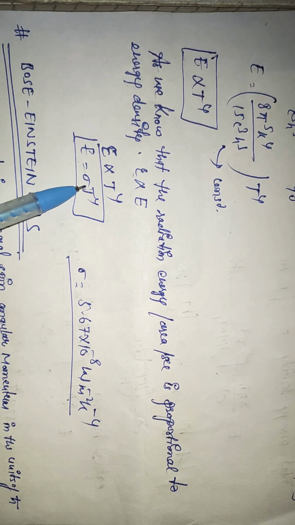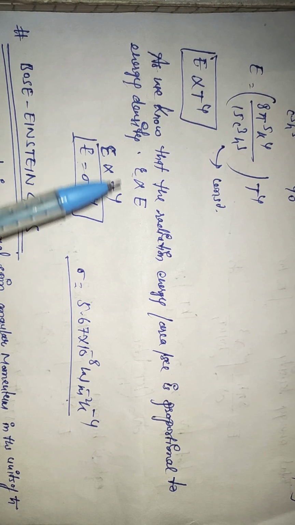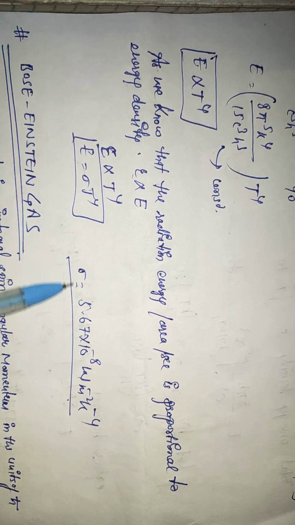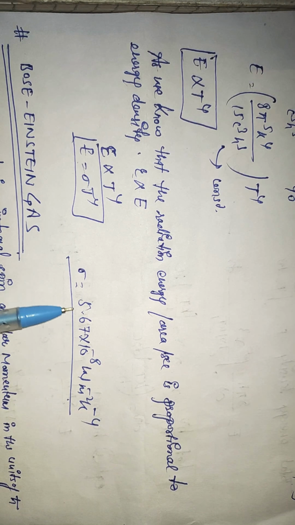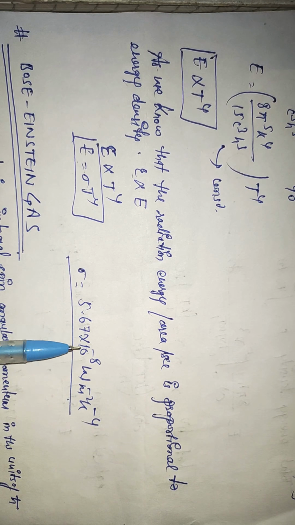And this value is the standard value, and this is given as. So this is the derivation for Stefan's law. Next we will discuss Bose-Einstein.